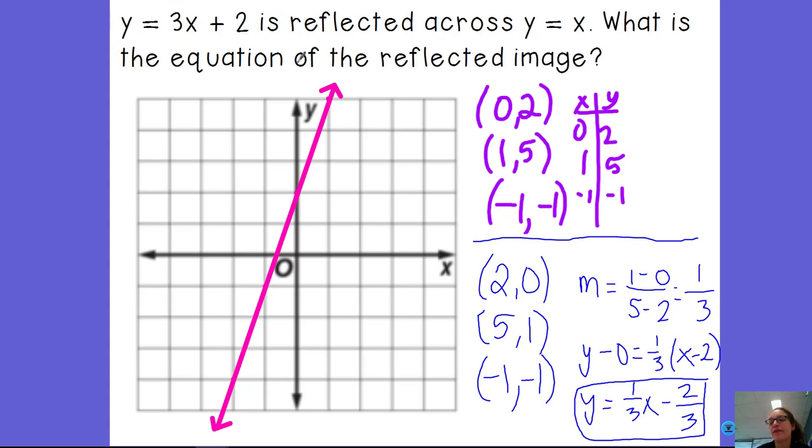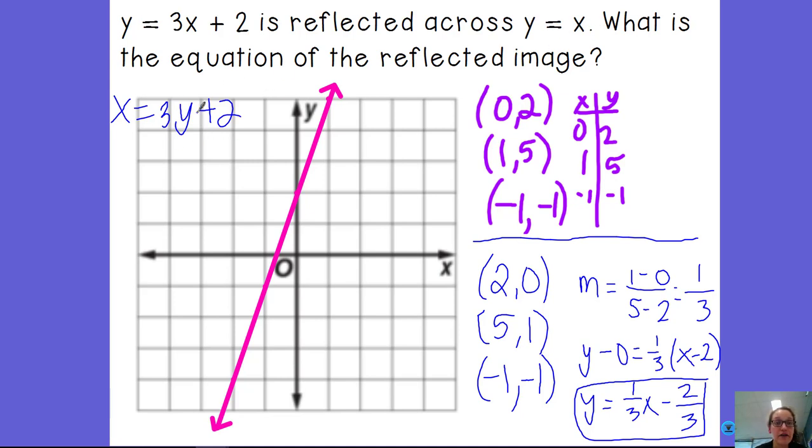This is something that's going to come up later in Algebra 2. It's called finding the inverse of an equation, but don't worry about that. That will come up later. But we're just going to interchange x and y. I'm going to put x in the y spot and y in the x spot. So x equals 3y plus 2. If I'm reflecting across the line y equals x, I'm just switching x with y.